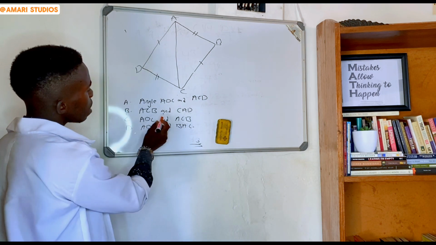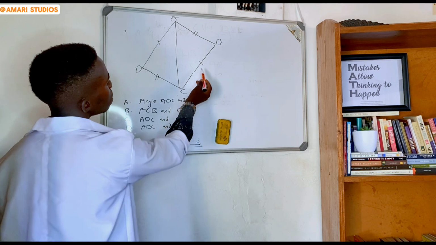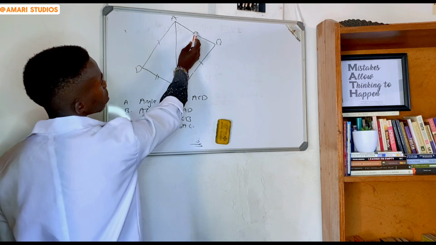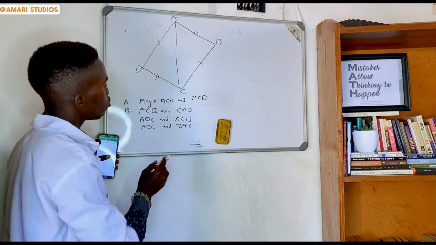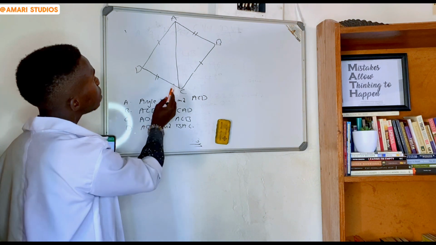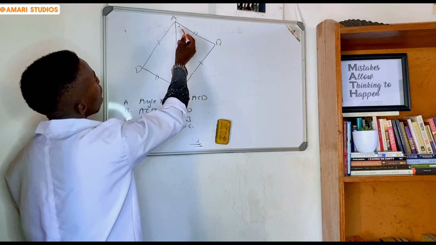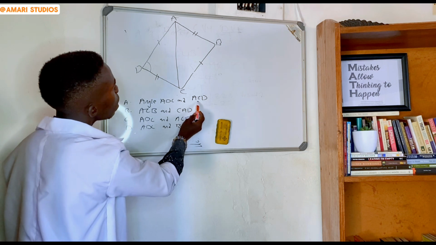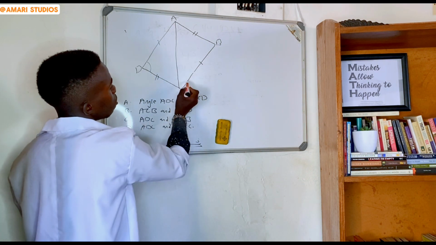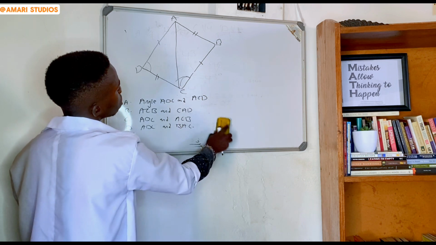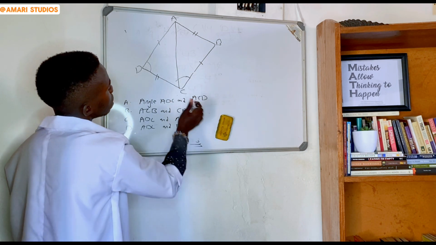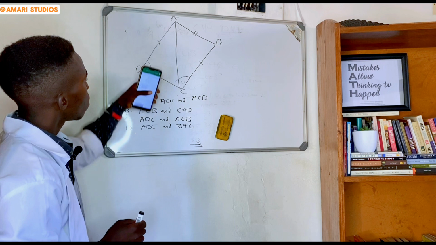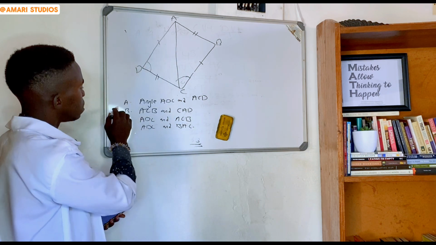So now let's start with A. As you can see, this side is equal to that side, and this side is also equal to that side. The first multiple choice is saying angle ADC is equal to angle ACD, which is actually not true, because this angle cannot be equal to that angle. So A is disqualified.